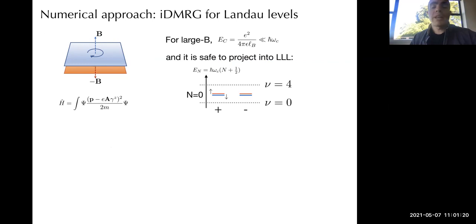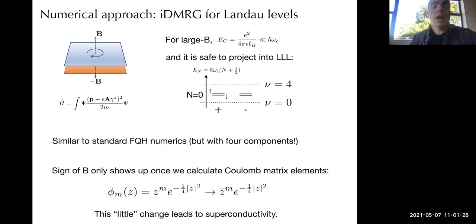As usual, when we go to large magnetic field, we'll imagine that the Coulomb interaction is weaker than the cyclotron gap, and we're going to project into the lowest Landau level. So the problem is now very similar to standard fractional quantum Hall numerics, except we have 4 components from the spin and bilayer. The only difference is that when you go to compute the Coulomb matrix elements, you need to complex conjugate the wave functions coming from the bottom layer where the magnetic field is opposite. That changes the Coulomb matrix elements, and it turns out that that little change is going to be sufficient to actually make this model a superconductor.